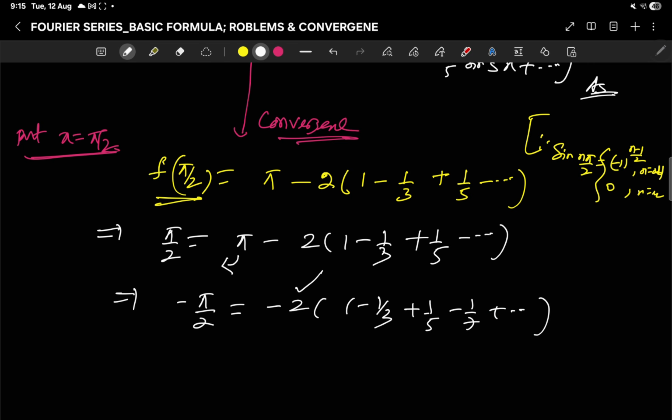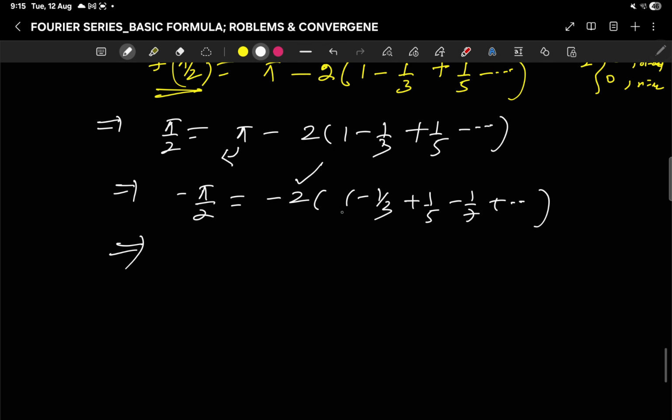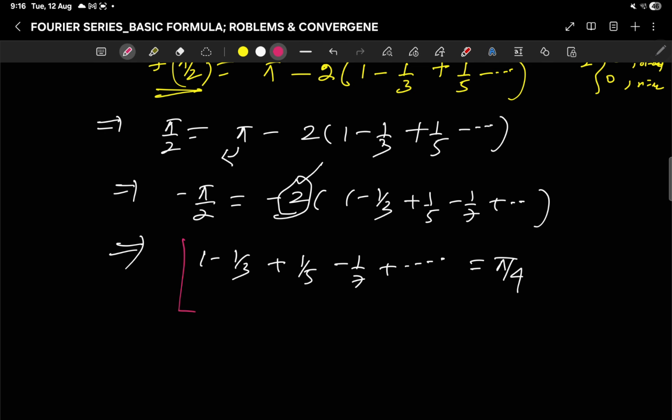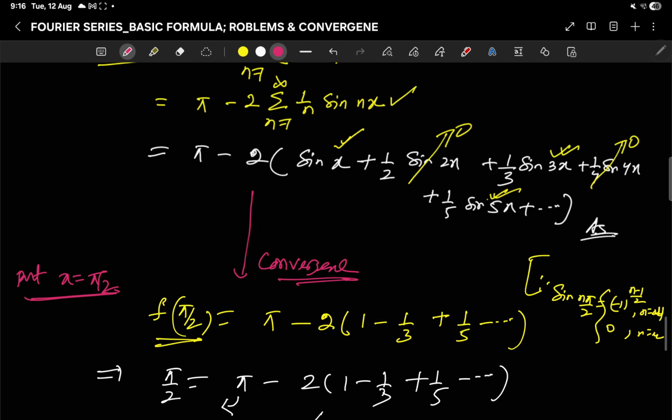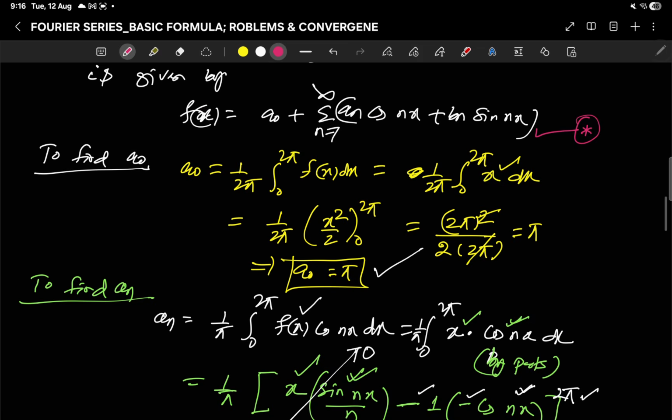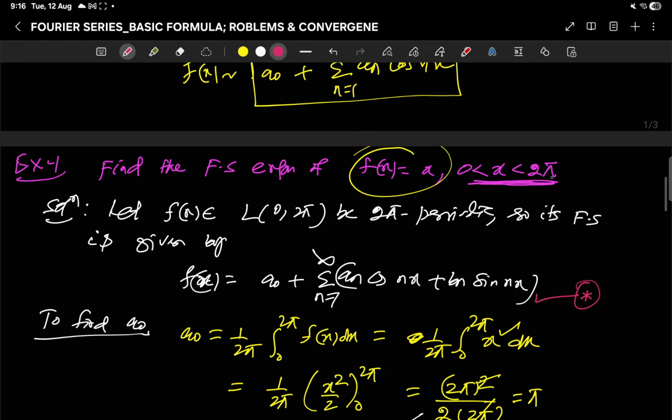Now bringing this minus 2 to this side, what we are getting? 1 minus 1 by 3 plus 1 by 5 minus 1 by 7 plus and so on becomes pi by 4. So we are finding the Fourier series expansion of this function and deducing that 1 minus 1 by 3 plus 1 by 5 minus 1 by 7, and so on, is pi by 4.